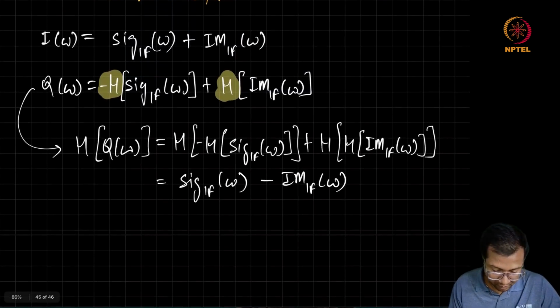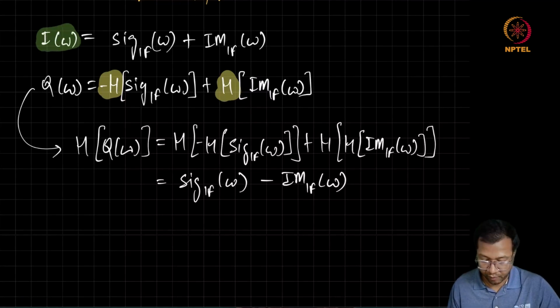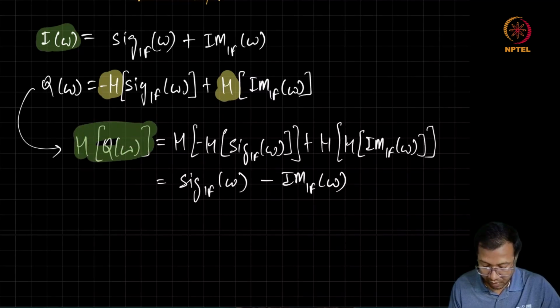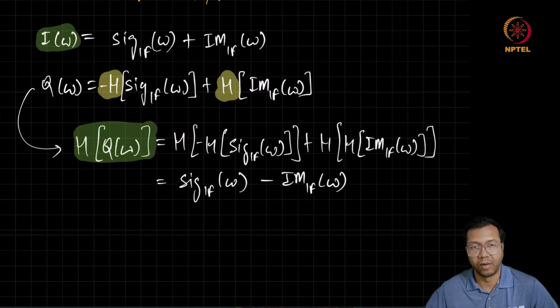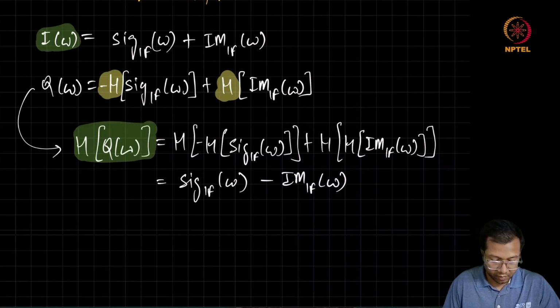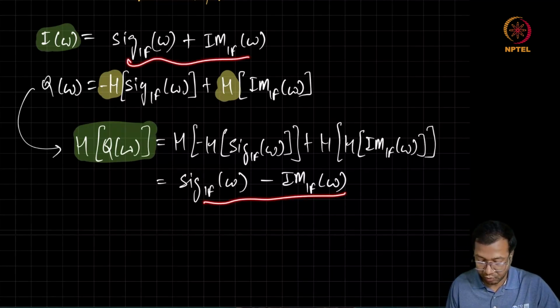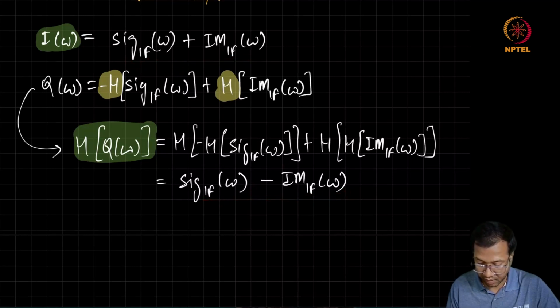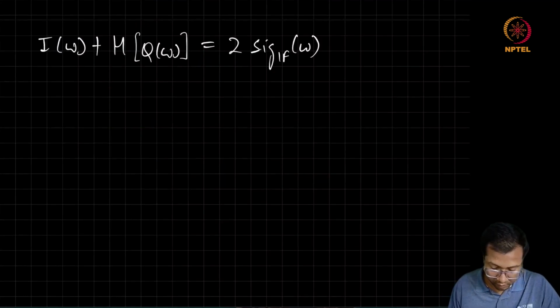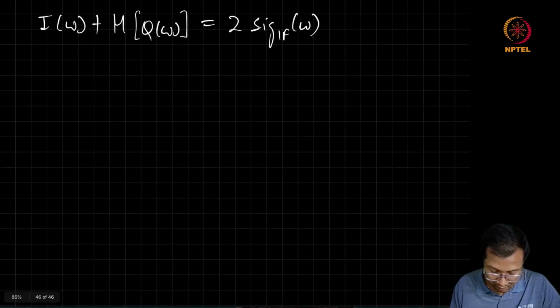So now we can see that if we have access to I of omega and then we take Q of omega and pass it through a Hilbert transform, we get 2 equations, and in these 2 equations, if we just add them together, we can get rid of the image and we will be only left with a signal component. And if I have to show this operation, it's a diagram.